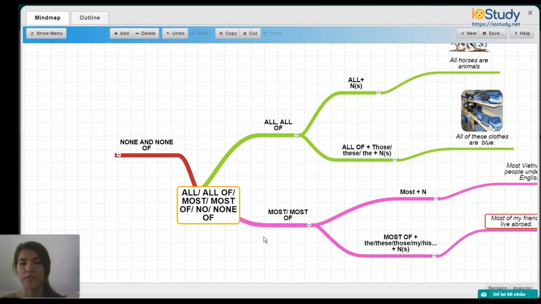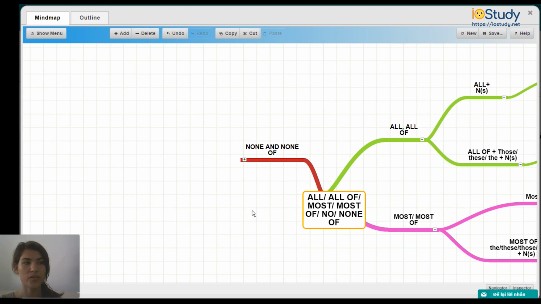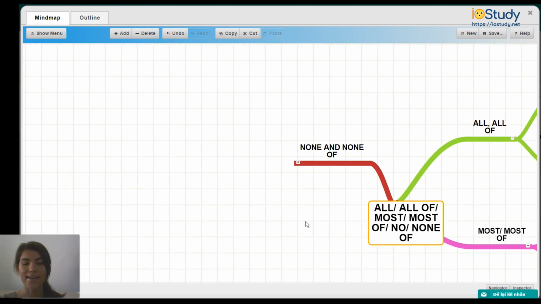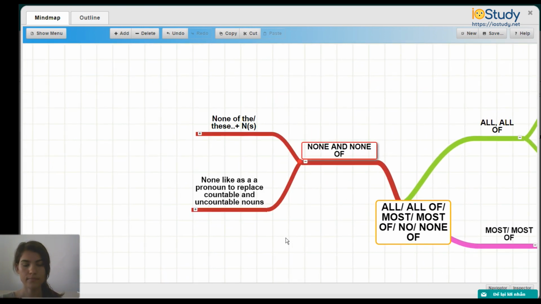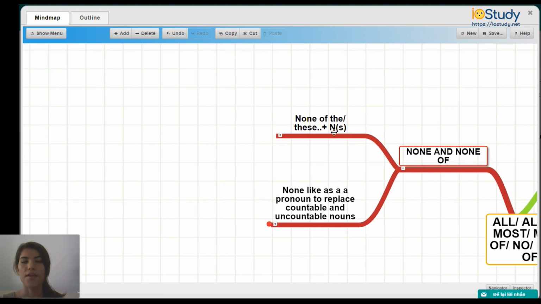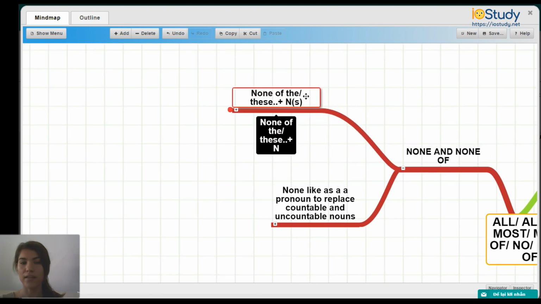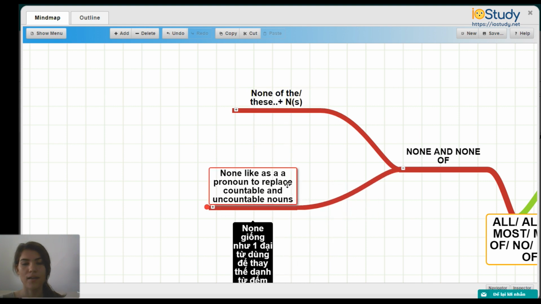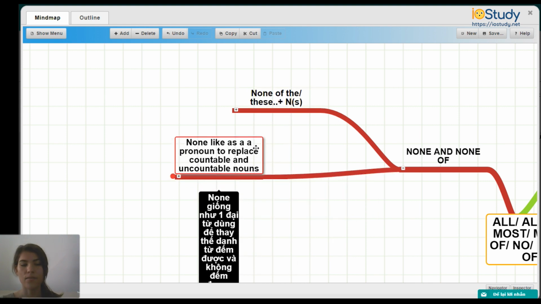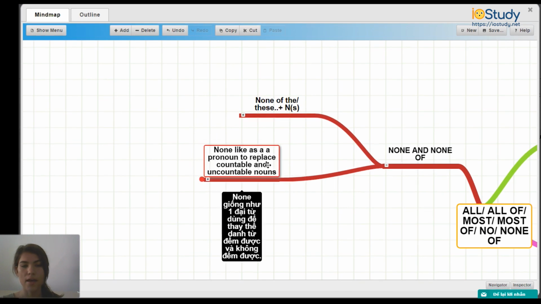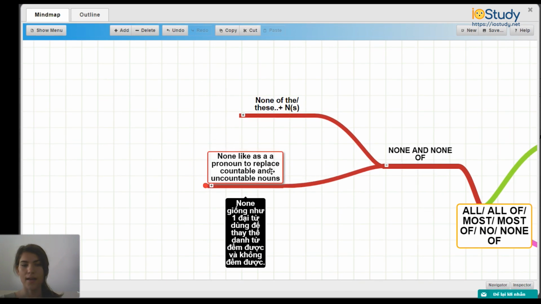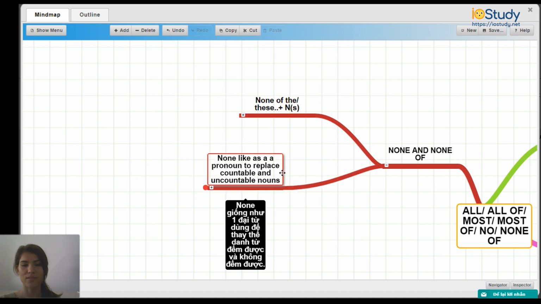Okay, so those are your rules for using all of, most, and most of. Now we can go over to look at using none and none of. None of the, these, plus a plural noun. And then we have none like as a pronoun to replace countable and uncountable nouns.